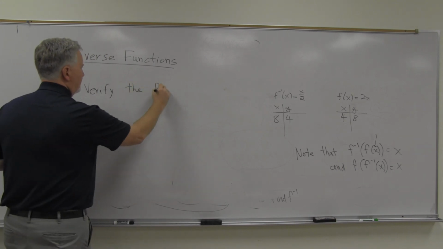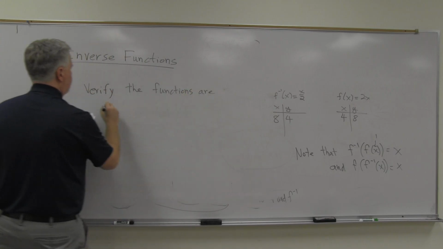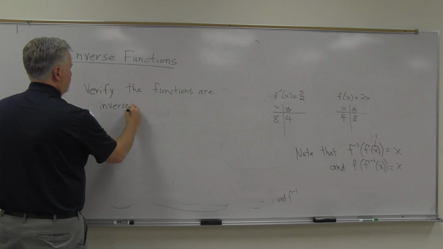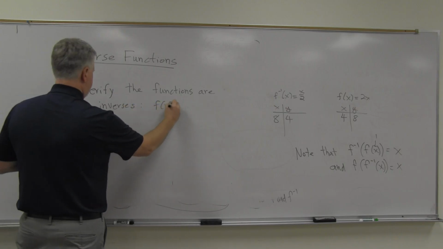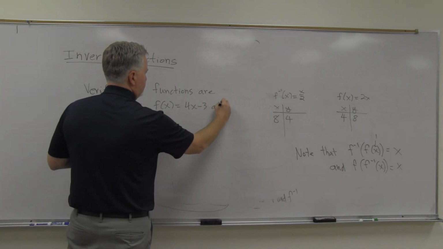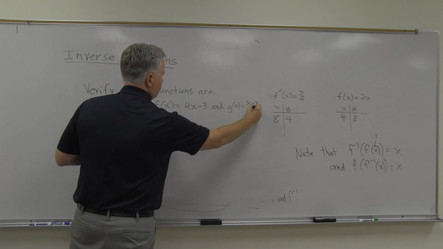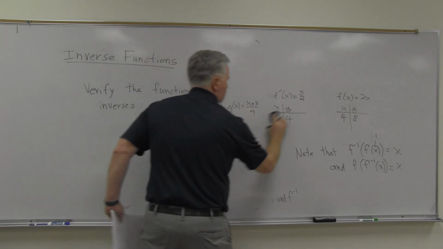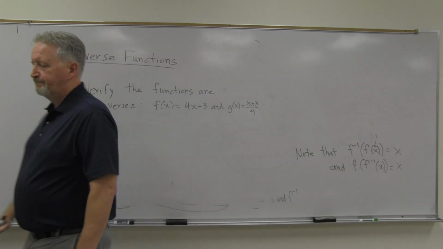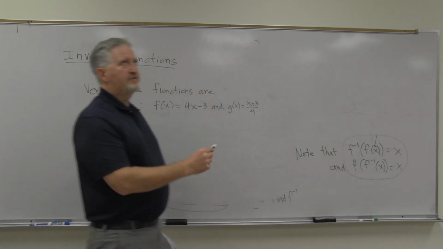So this is the way that's said. Verify the functions are inverses. It's f of x equals 4x minus 3, and g of x equals x plus 3 over 4. Here's what they want you to do on that. They want you to do this for both of those.